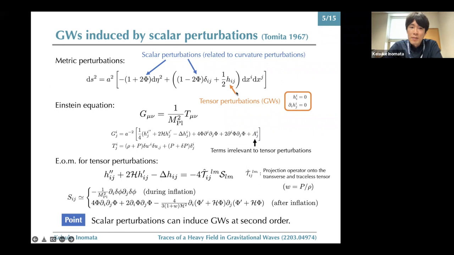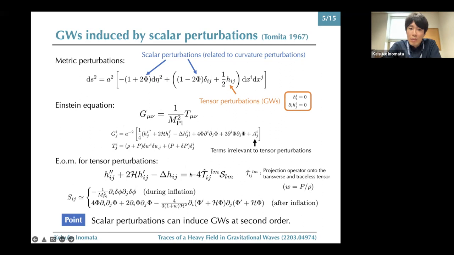And this is the Einstein equation, and the Einstein tensor and the energy momentum tensor can be expressed as this if we take into account up to second order scalar perturbation. Second order means here the square of scalar perturbations. Substituting these expressions into this Einstein equation, we finally get the equation of motion for tensor perturbations.